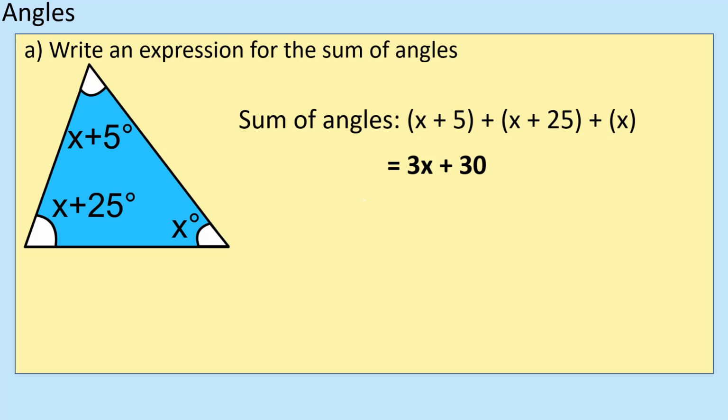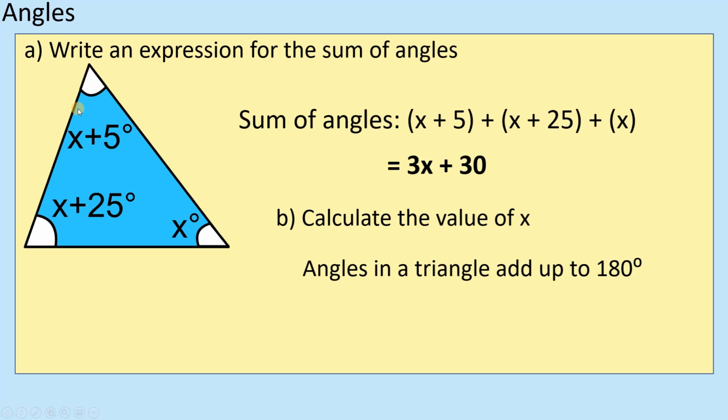Normally there is a follow-up part, and in this case it's going to be calculate the value of x. It doesn't really tell you an awful lot, but this is where you think about what that means. The angles in a triangle, as you should know, and if not, please look at the lesson on angles in triangles, add up to 180. So I can form an equation: the sum of the angles, 3x plus 30, equals 180.